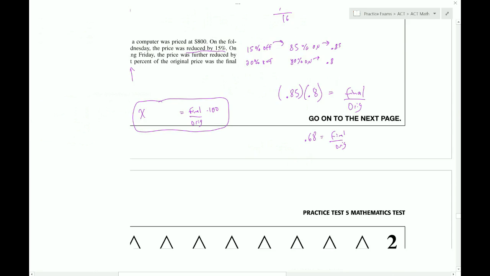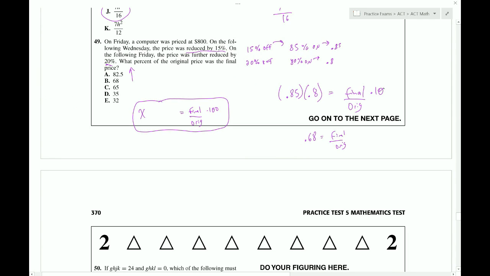Where did the 100 go? Sorry, this should be times 100. Oh yeah, sorry. I would have to then multiply both sides by 100 to actually get my answer. So 68 is equal to this expression, which we know is x, right? So the answer is choice B.